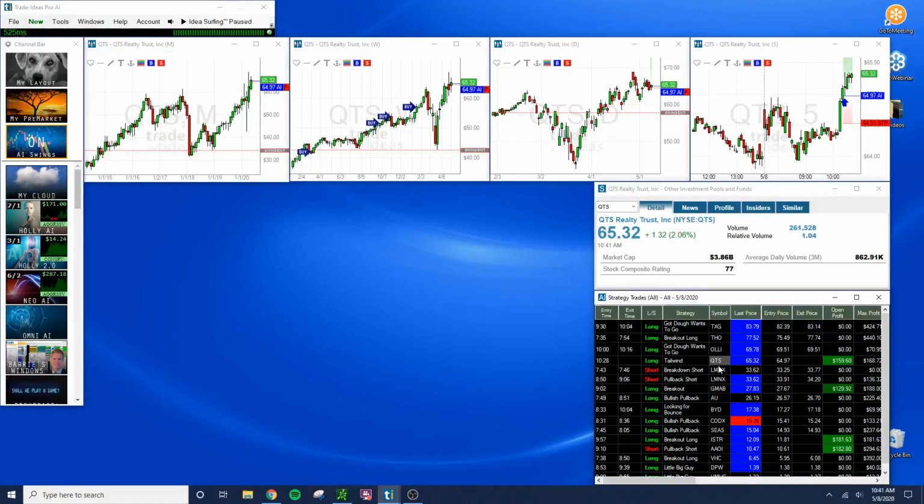Okay, so here's QTS. Across the top here, I've got 4 different charts on 4 different time frames. It's the same ticker, but 4 different time frames. So starting at the left, I've got a monthly chart. This is a weekly chart. This is a daily chart, and this is a 5-minute chart. So I'm zooming in from left to right, okay?